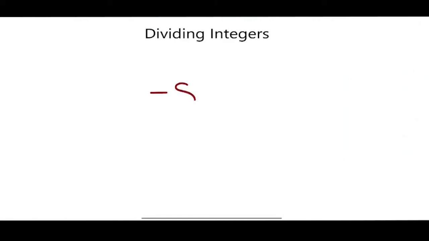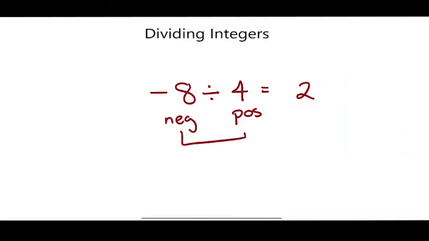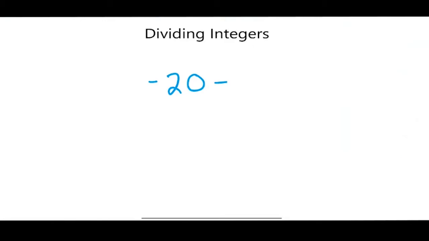Let's say we have negative 8 divided by 4. Well, 8 divided by 4, that's 2. But I have a negative and a positive. And since my signs are different, it's going to be negative. Let's say I have negative 20 divided by negative 4.